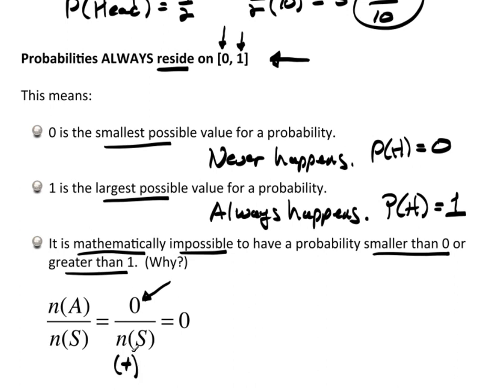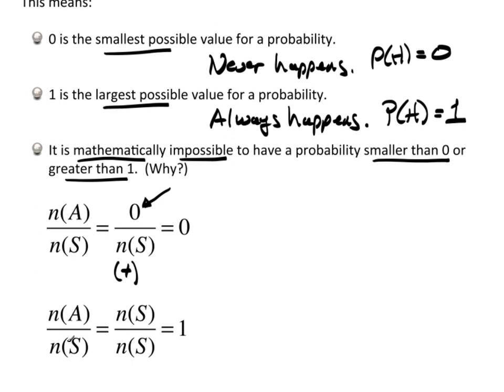Well, 0 over any number other than 0 is 0. See, neither of these are negative. Something cannot happen a negative number of times. And because the number in the sample space is always going to be positive, I'm going to end up with 0. It's not possible to be negative. Likewise, suppose that the event A always happens. If it always happens, that means it's equal to the number that's actually in the sample space. So the number in the sample space over the number in the sample space, and by the way, both of these obviously have to be positive numbers, gives me a positive 1. It is mathematically and theoretically impossible to get a probability greater than 1.